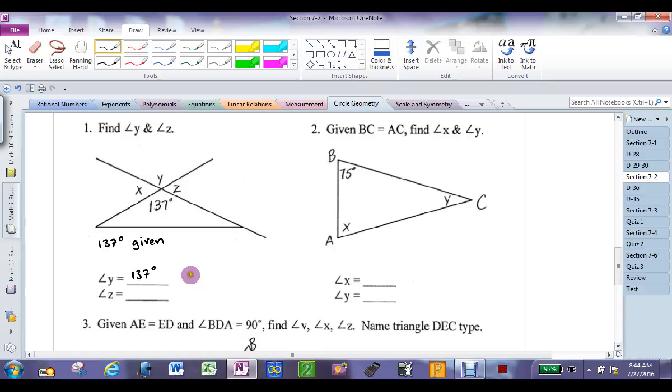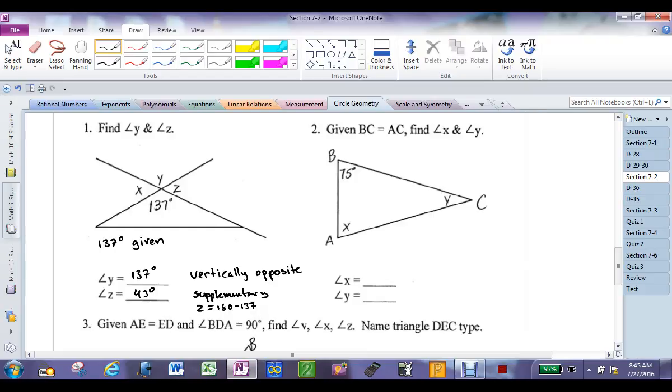So we're going to write our reason here. The reason is they are vertically opposite. Cool? Okay. So what does that make Z? Why? Right. Because of supplementary angles. Z had to equal 180 minus 137. Are we all cool?